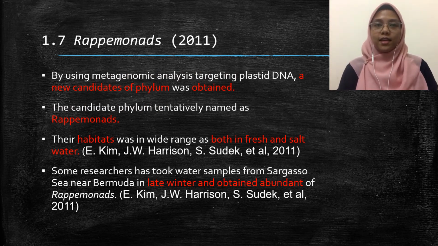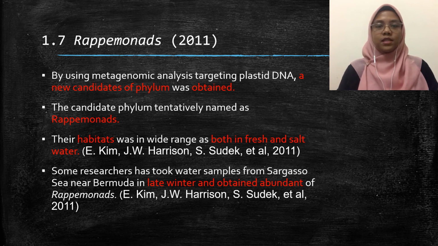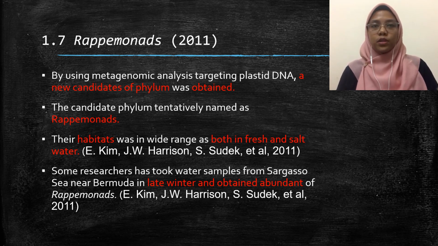Lastly, in the year 2011, Rappemonads were discovered. By using metagenomic analysis targeting plastid DNA, a new phylum was discovered. The new phylum was tentatively named Rappemonads. Their habitats are both freshwater and seawater. Some researchers also took a water sample from the Sargasso Sea near Bermuda in late winter and obtained an abundance of Rappemonads.